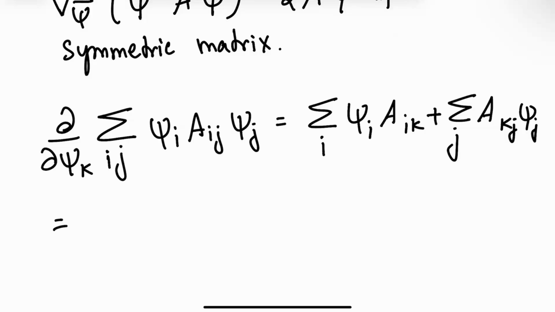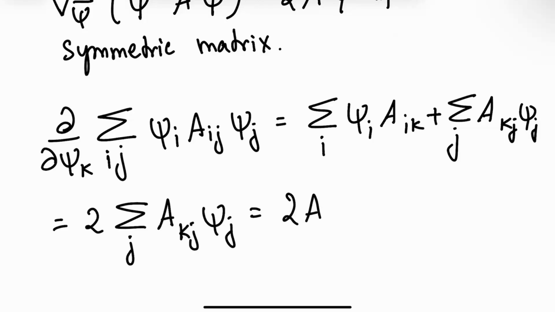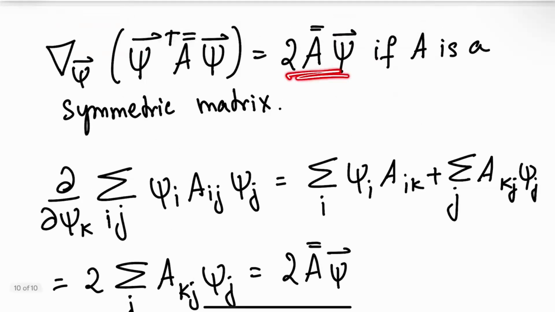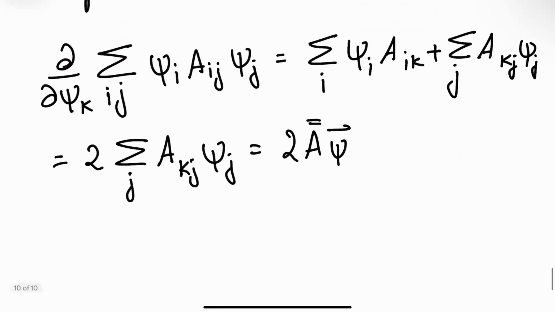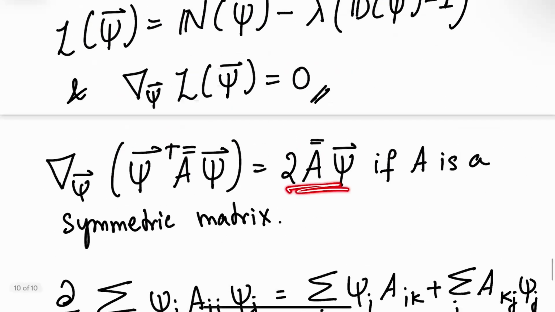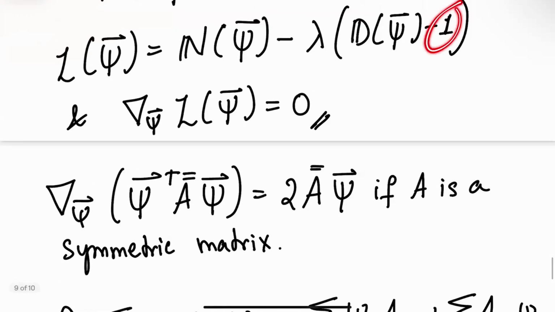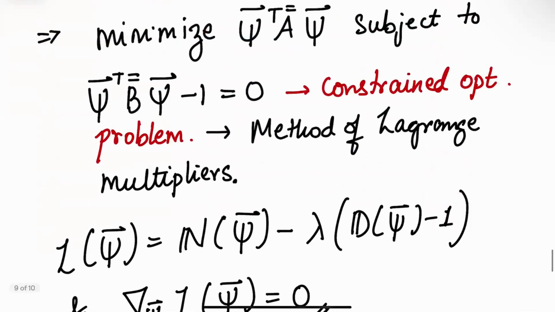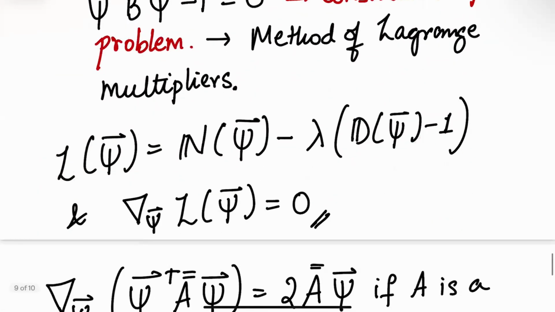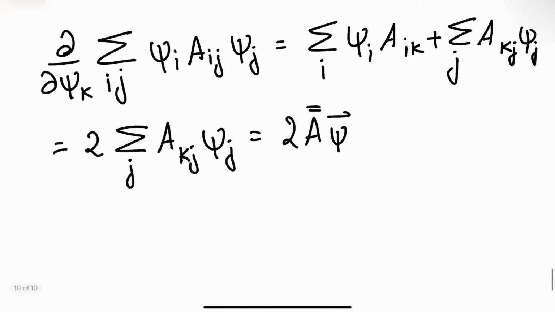Right? If a_ik equals a_kj, which means it's symmetric, then this is nothing but 2 times summation over j of a_kj psi_j, which is nothing but 2 times matrix A times vector psi. And that's what we have here. Similarly, the gradient with respect to this denominator term is also equal to 2B psi. And this gradient goes to 0 basically. So that's why setting this constant equal to 1, 2, or anything doesn't really matter. You just need to set some constraint.